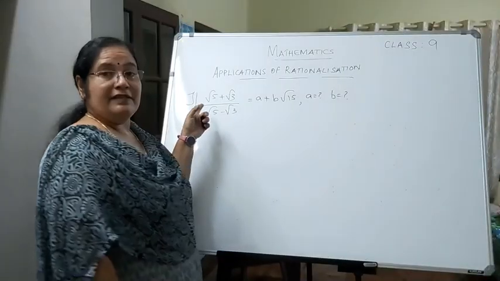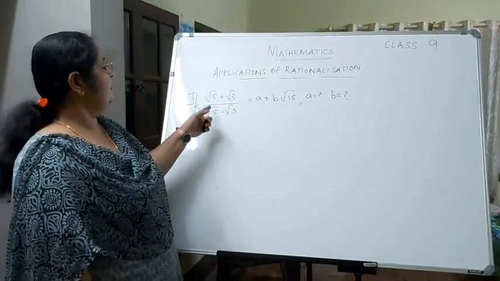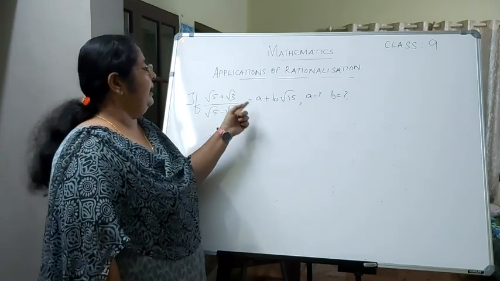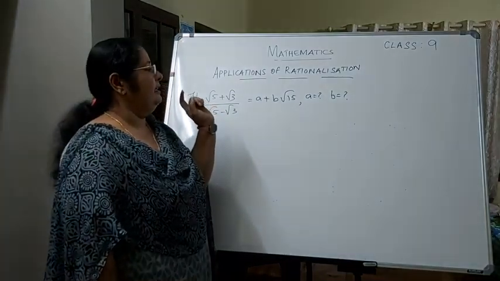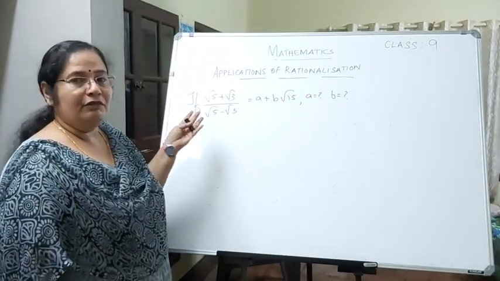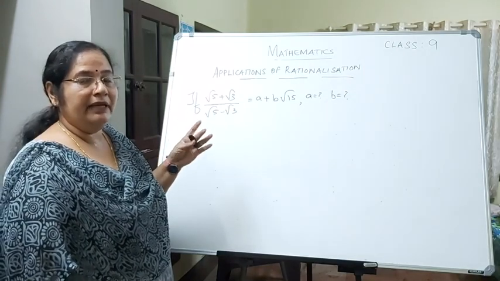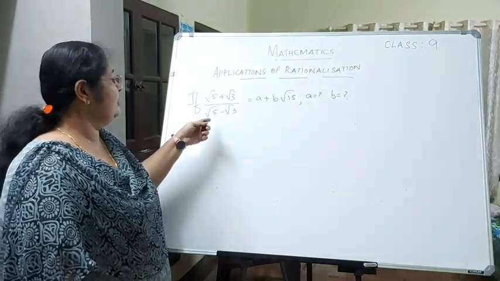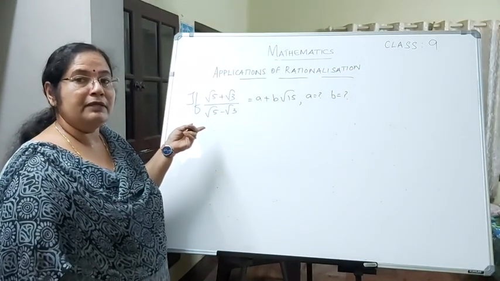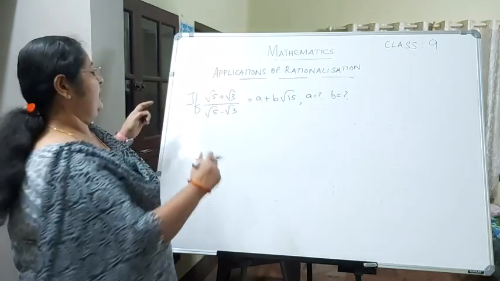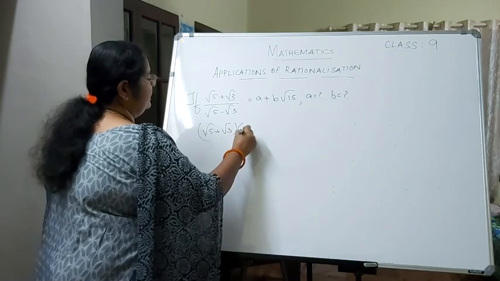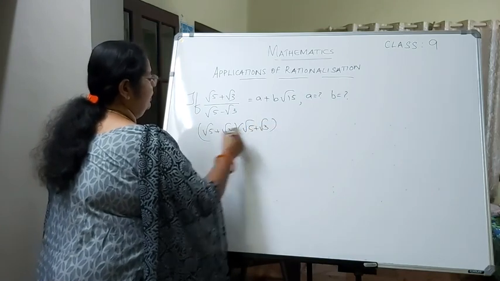Now we have one more question here. If root 5 plus root 3 by root 5 minus root 3 is equal to A plus B root 15, what is the value of A and B? What is the procedure here? We have to rationalize the denominator by multiplying both numerator and denominator with the conjugate of root 5 minus root 3. What is the conjugate or rationalizing factor for root 5 minus root 3? Root 5 plus root 3. So we multiply both numerator and denominator with root 5 plus root 3.